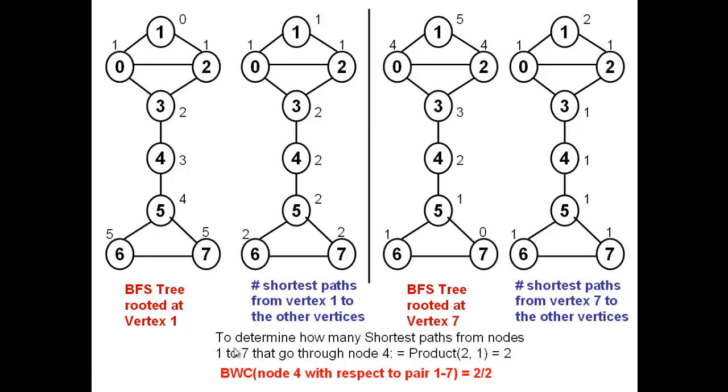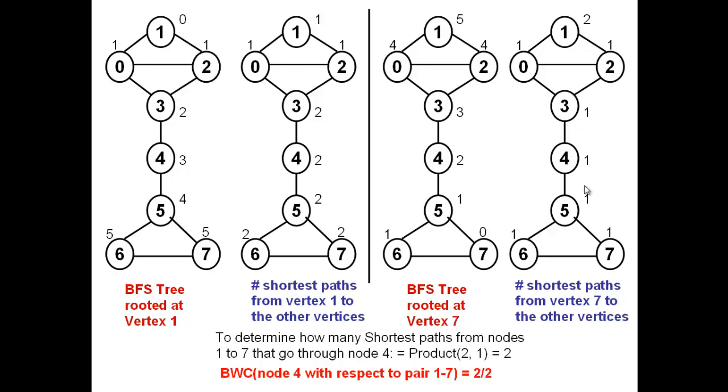1 to 7 that go through node 4. Similarly, you can find the number of shortest paths from the root 7 to the rest of the vertices, and you will find out that there's only one shortest path from 7 to 1 that goes through node 4. So it's going to be 2 shortest paths. 2 times 1 is 2, and the betweenness centrality of node 4 with respect to the pair 1, 7 is going to be this 2 divided by 2.